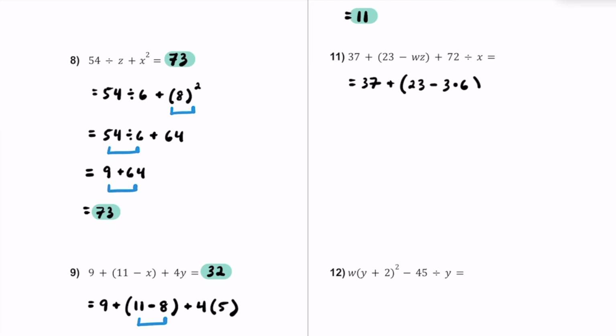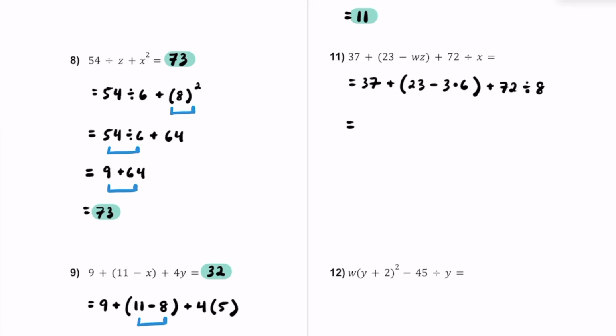You can use parentheses if you want, but there's already parentheses, so I'm just going to use a dot here, so feel free to use either or. So wz is going to be 3 times 6. And then plus we have 72 divided by whatever x is. Now, x is 8, so I'm going to go ahead and replace the x with an 8 here.